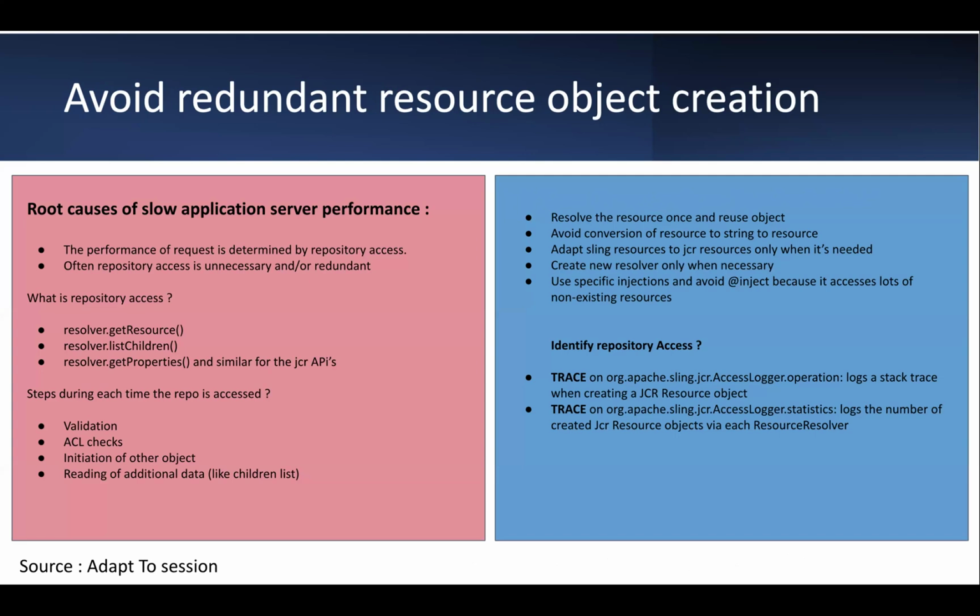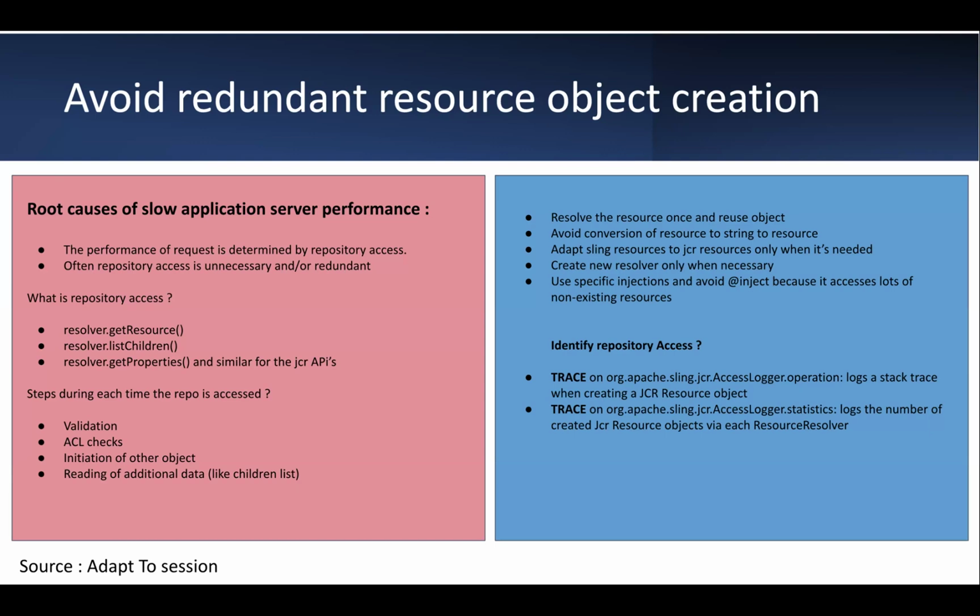So step number one is to resolve the resource once and reuse that object. Because I see many times we have written the same method again and again, or maybe different methods altogether, where we are passing the path of the repository which we want to access directly in the form of a string, and we are trying to resolve it again and again in each and every method, which does the repository access again and again. So it's always a good practice to resolve the resource only once and then keep passing it to different methods, however you want to do it.